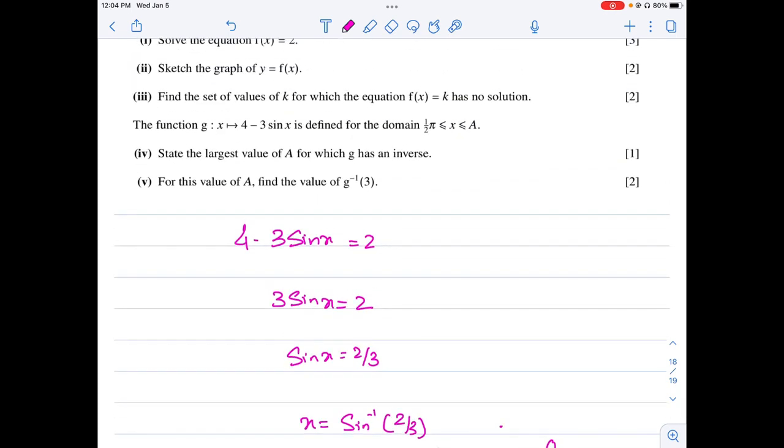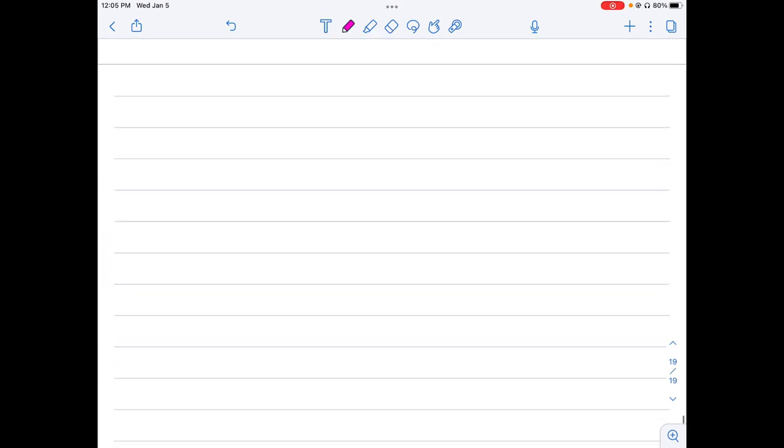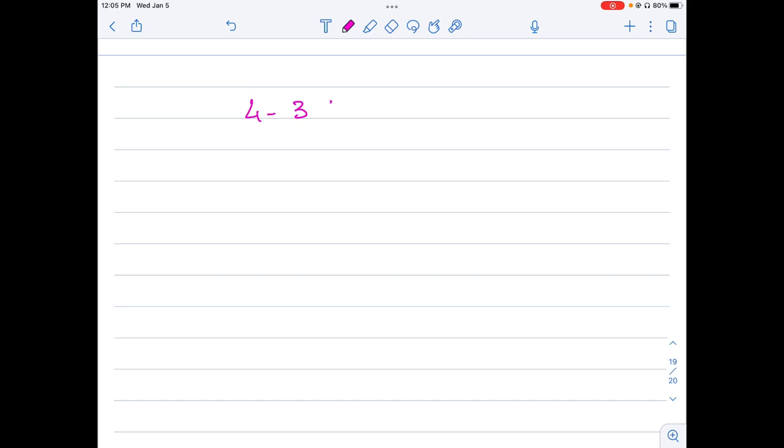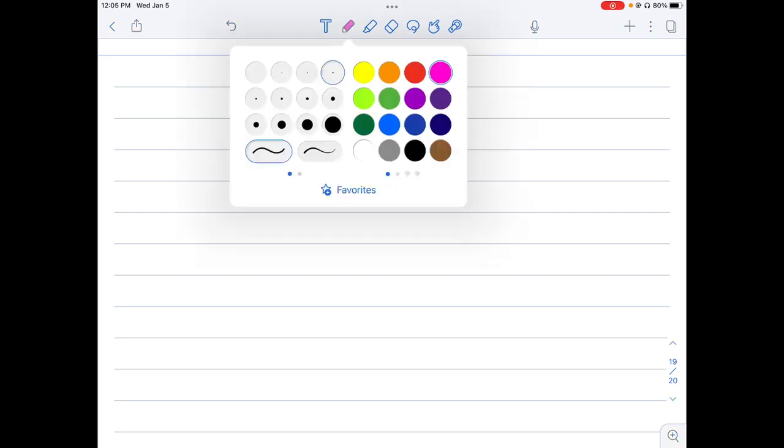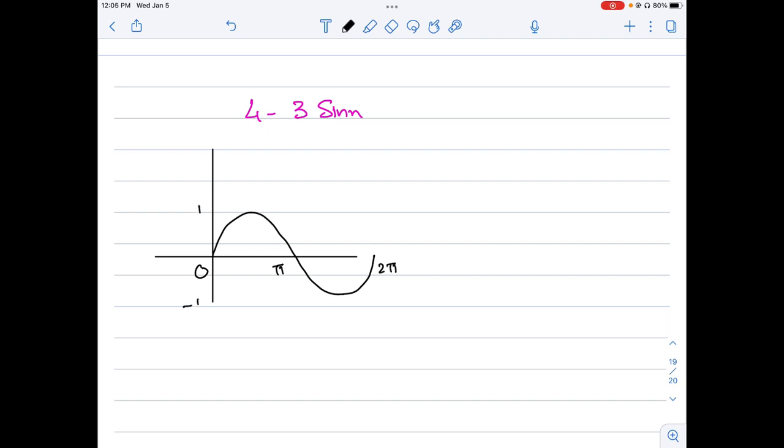Part 2, sketch the graph y is equal to f of x, so 4 minus 3 sin x. How should I be graphing it out? We'll do it step by step. First I draw the x-axis and y-axis, then I draw sin x, with 0, 180, 360, 1, negative 1. This is for sin x.